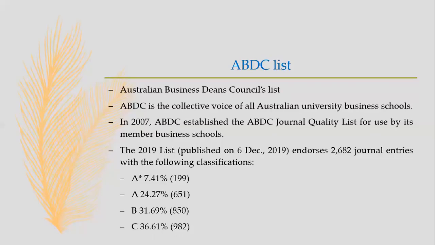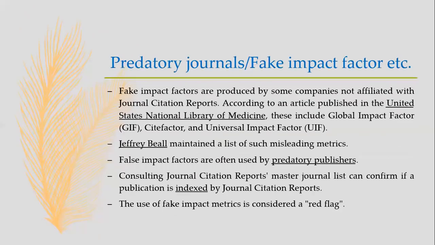The ABDC list is considered the most reputed list in terms of management and the business sciences. Again, it is a very exclusive list, so it is not an indexing; rather, it is a list of the particular journals in the field of management sciences.